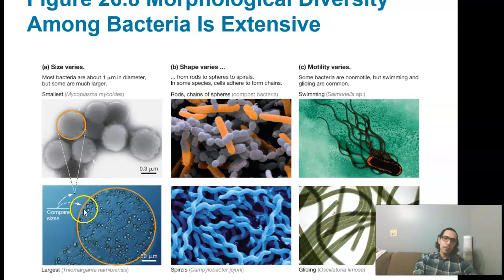You can see here they give you an example of the size comparison. The smallest one, Mycoplasma mycoides, is about 1 micrometer in diameter. But then you can have the largest bacteria, Thiomargarita namibiensis, which is between 100 to 300 micrometers in diameter. So a huge range. And then here are the different shapes that they could come in. And then here's the motility. Here you can see the flagella.